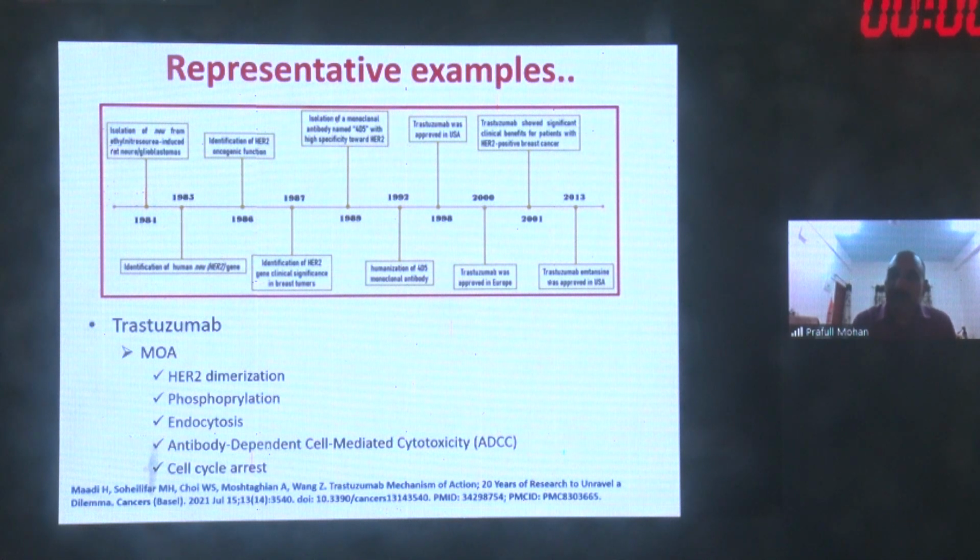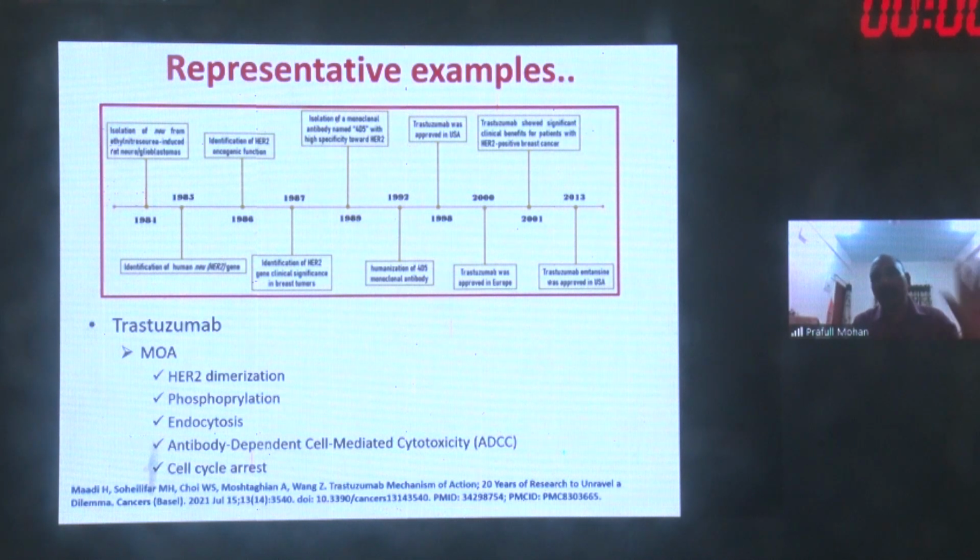Here the problem is that 2 plus 2 is not equal to 4. We still don't know how it works. I have given a reference of a very good paper. Those of you who are interested in how the science progresses, this will make a good reading. So there are theories about how trastuzumab acts. It is seen to be acting by causing dimerization and inactivation, phosphorylation and inactivation, endocytosis, and so on and so forth. But it works. So at the end of the day, trastuzumab works. How it works, we don't know.